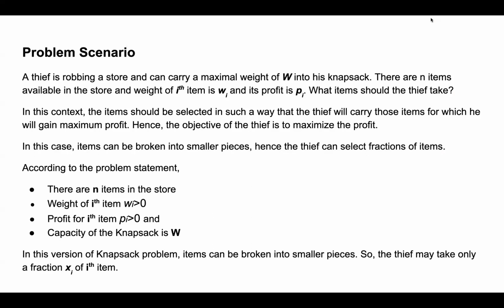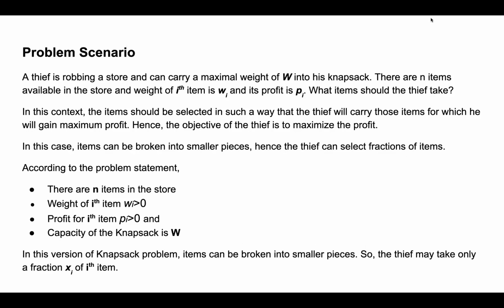There are n items available in the store and weight of ith item is Wi and profit is Pi. Okay. Now, what this sentence is saying, ith item, total n items will be there. For ith item, weight will be Wi and profit will be Pi. Okay.